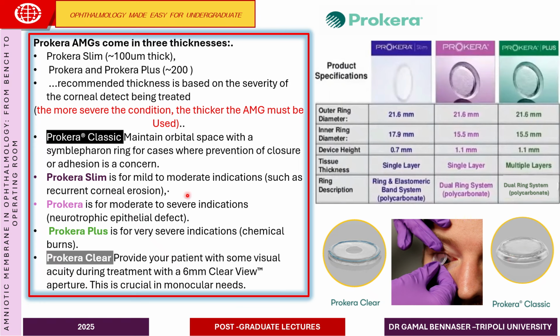And the Procera Slim is for mild to moderate indications such as recurrent corneal erosions, because the thickness is around 100 microns. The Procera, which is thicker, is used in more severe conditions like neurotrophic keratitis, and Procera Plus in very severe forms like chemical injuries. Also, there is the Procera Clear, in which there is a central aperture so that it will not prevent the vision. So this is one of the most common types available in the market.